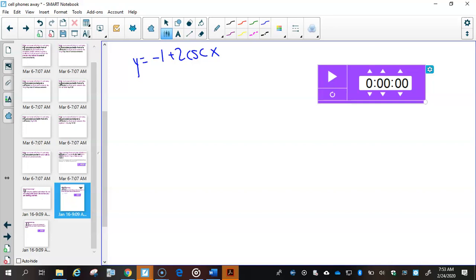Alright, for number 5, the first thing you need to know is that this is written a little weird. You could rewrite it. Now, your asymptotes. You have to think about what were your original asymptotes for cosecant.